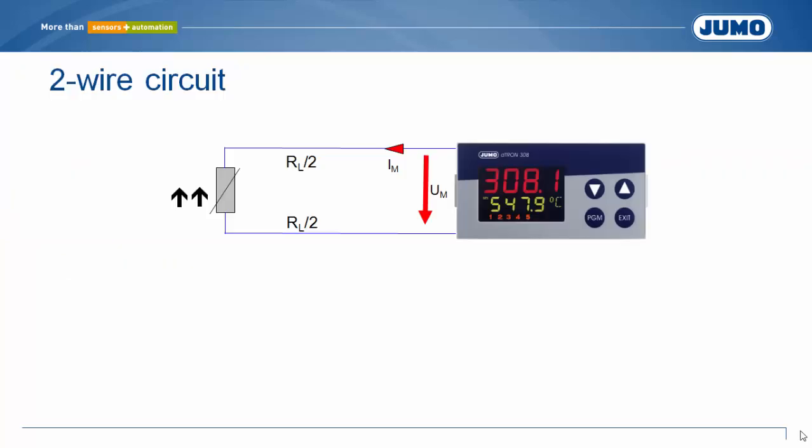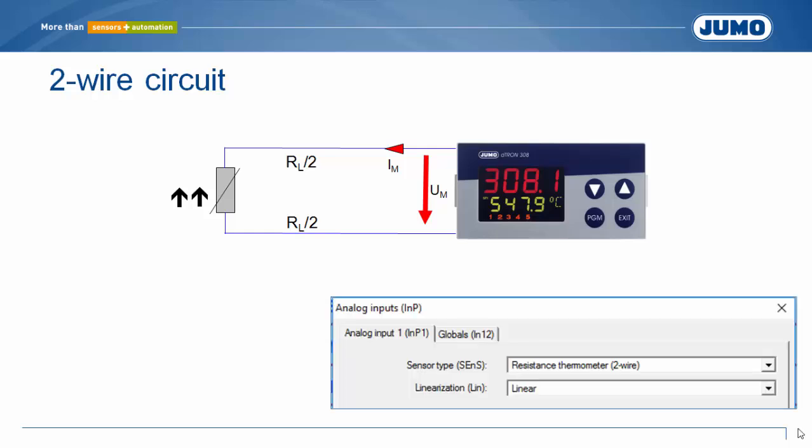In the easiest case, the RTD temperature probes can be connected via two wires. Normally, JUMO field devices offer universal inputs. The inputs can be used for 4 to 20 mA or 0 to 10 volt signals. Furthermore, thermocouples and RTD temperature probes can be connected. For setup of the components, configuration programs can be used.